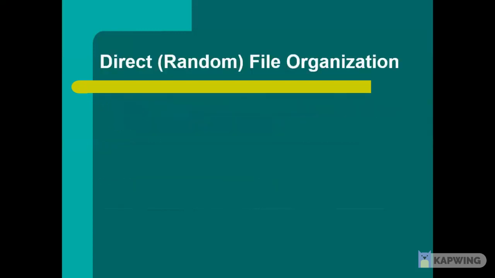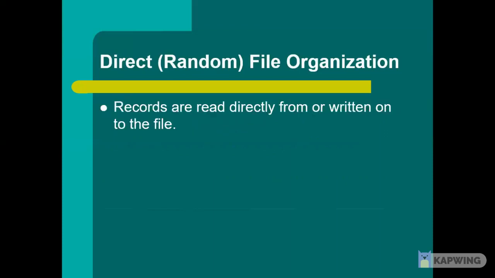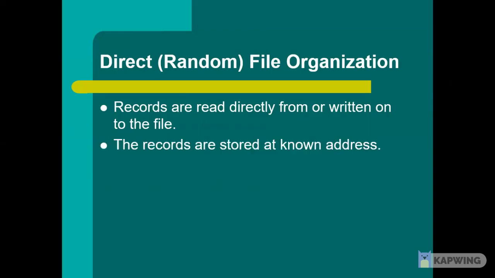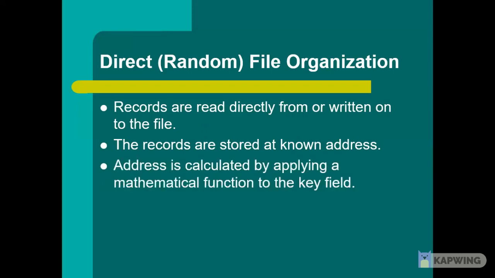Then the third one is direct file or random file organization. Records are read directly from or written on the file. The records must be stored at known addresses. What is a known address? It means we specify that this record should be stored directly at this location, so that location should be known.